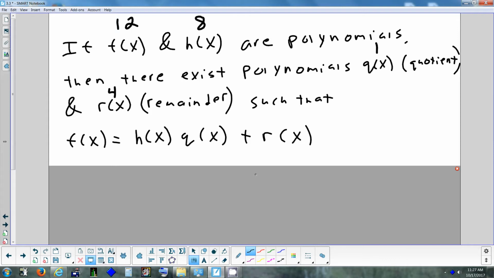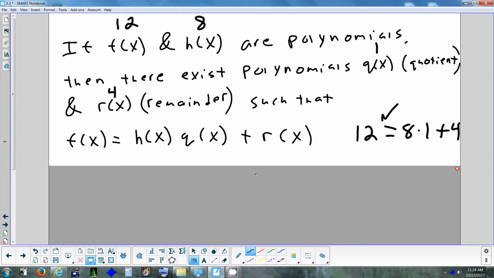f of x is 12 equals h of x. That's h of x is what you divided by. What did I divide 12 by? 8. 8 times q. That's my quotient. What was my quotient? 1. Plus my remainder. What was my remainder? 4. What's 8 times 1? 8. And then 8 plus 4? 12. Yeah.